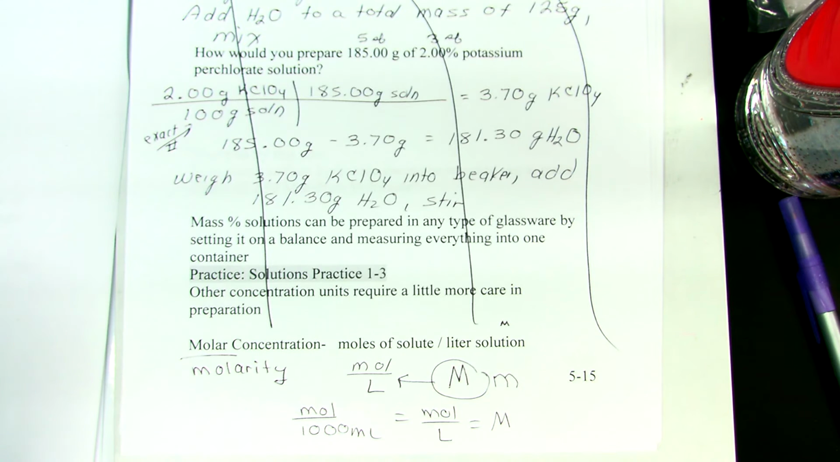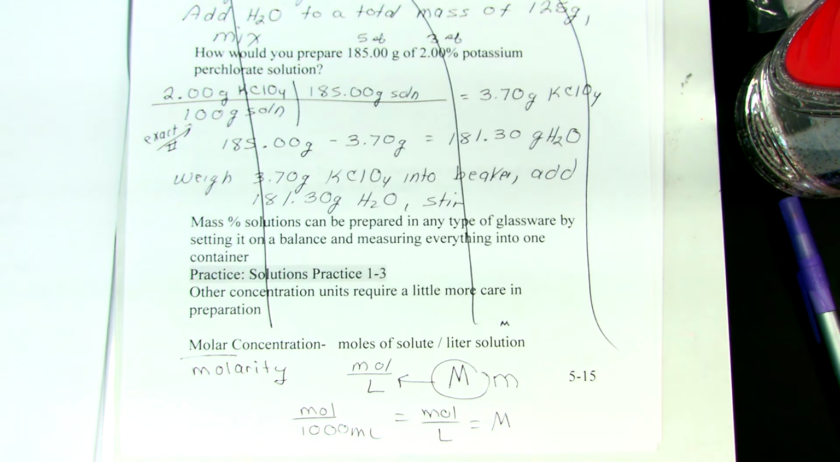Now, how do we prepare these molar solutions? Well, we have to prepare them in special glassware. And this special glassware is called a volumetric flask, and I brought several in here. So this is a volumetric flask. This one I think is 4 liters. And, no, this one's 5 liters.